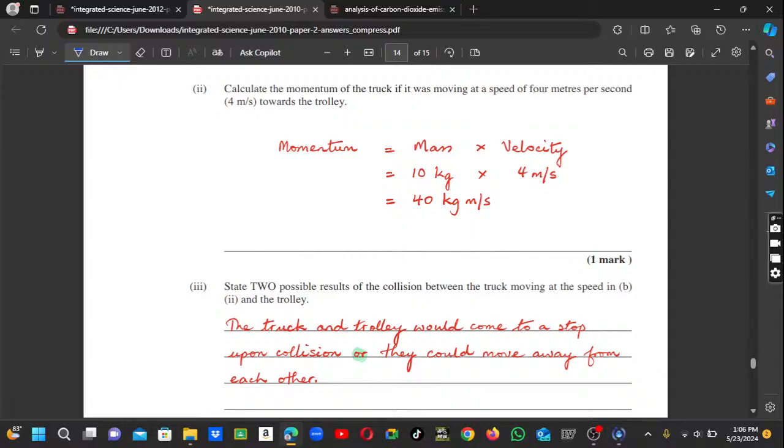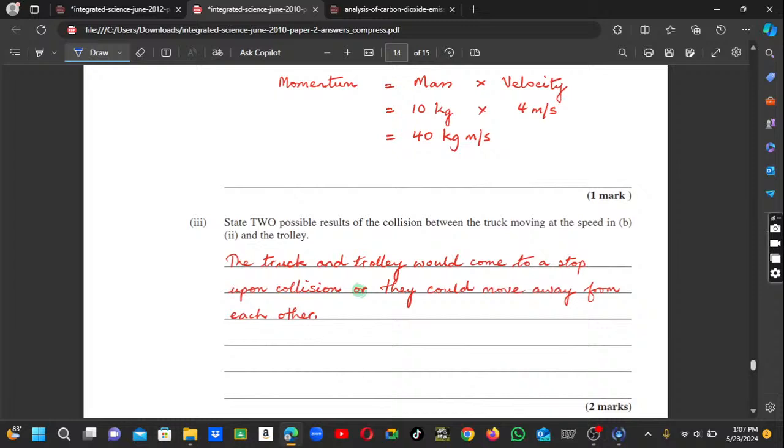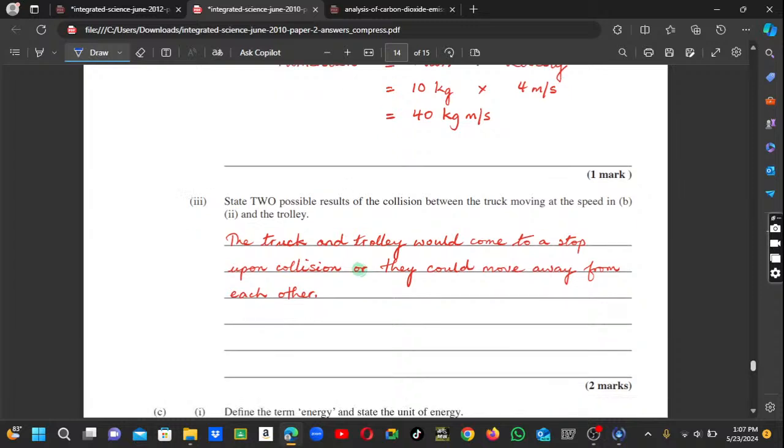Good. Now we need to state three possible results of the collision between the truck and the trolley moving at speed. We can see that the truck and trolley would move in the same direction. Upon the collision, they are most likely to move away from each other because they didn't meet together. All right, but they were in the same direction.